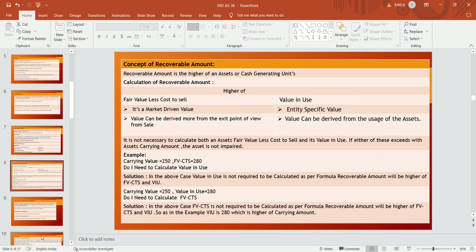Firstly, we will get to know what we mean by fair value less cost to sell. It is a market driven value, because fair value totally depends on the market, so it is a market driven value.